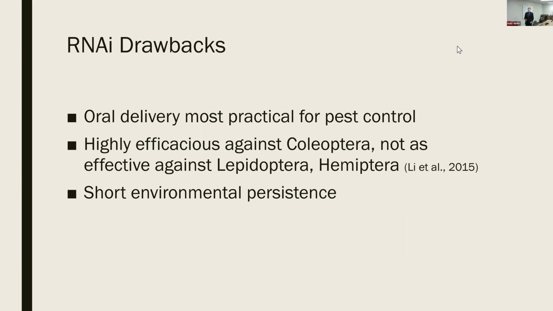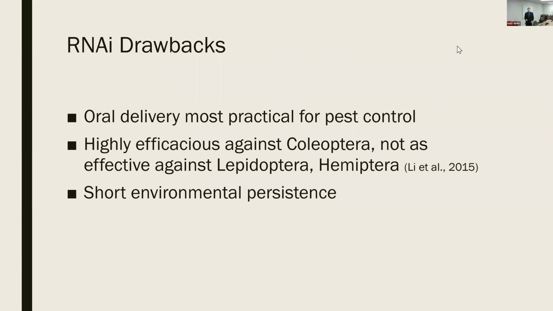Another potential drawback is, particularly for oral delivery, RNAi is highly efficacious against coleopteran pests, but research has shown that it is not as effective against pests in the orders Lepidoptera and Hemiptera. This is due largely to a difference in the way that the double-stranded RNA molecules are taken up by these insects, and the way in which RNAi responses move systemically through these insect species.